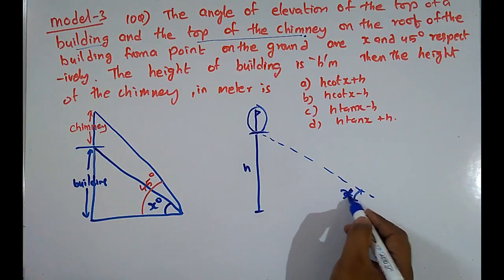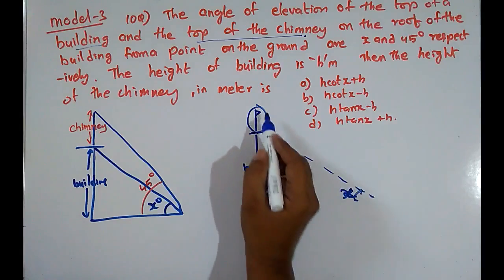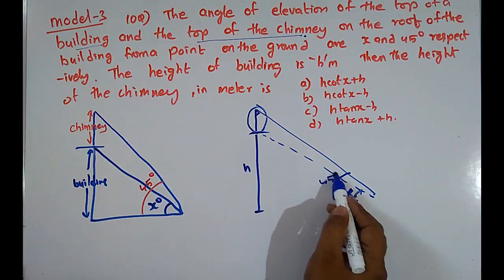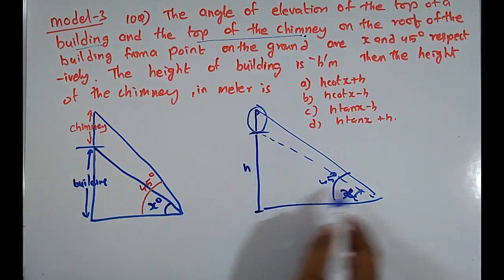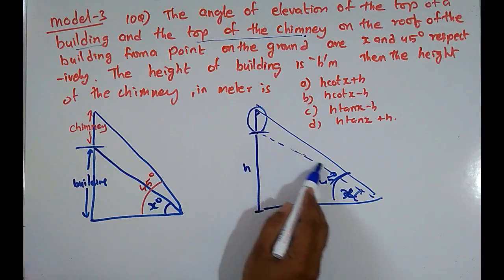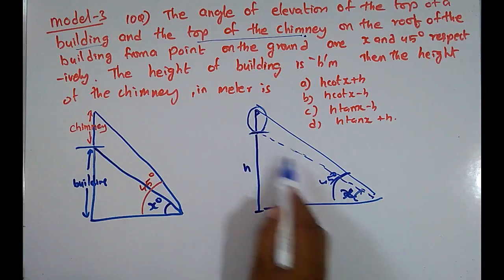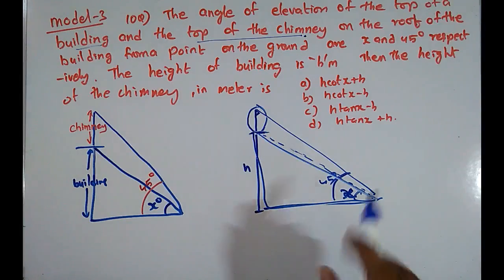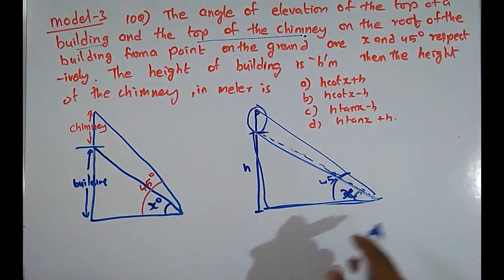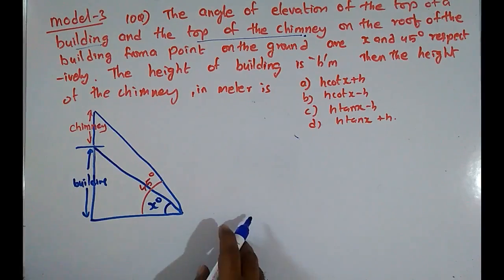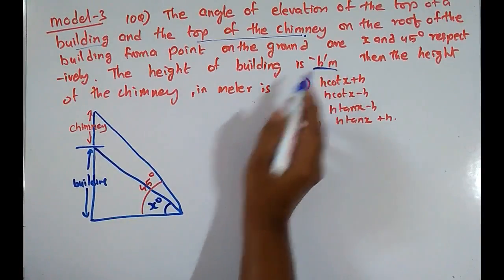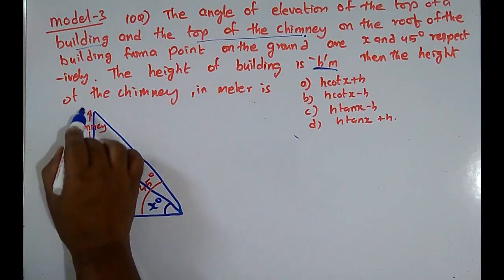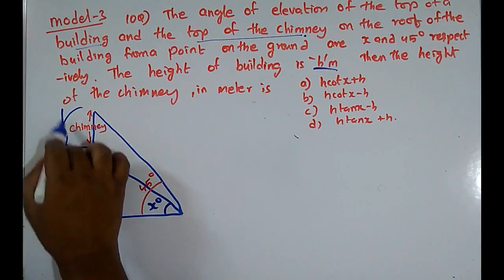This is given by x, and the top of the chimney is given by 45 degrees, friends. So for this big triangle it is 45 degrees. For this dotted line and this triangle, building and this triangle, it is x degrees, friends. So from this we have to find the height of the building. Here the height of the building is given as h meters, and we have to find the height of the chimney, friends.